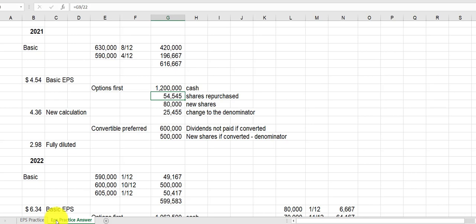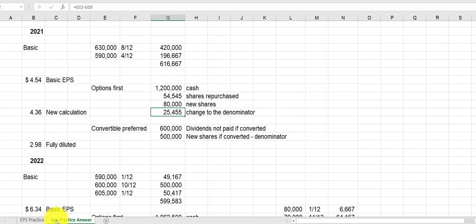The average price for the year was 22, so that would mean with that $1.2 million we could buy back 54,545 shares. Obviously one option per share, so there would have been 80,000 new shares. So the net change in shares goes up by 80,000, down by 54,545. So the change to the denominator is 25,455.